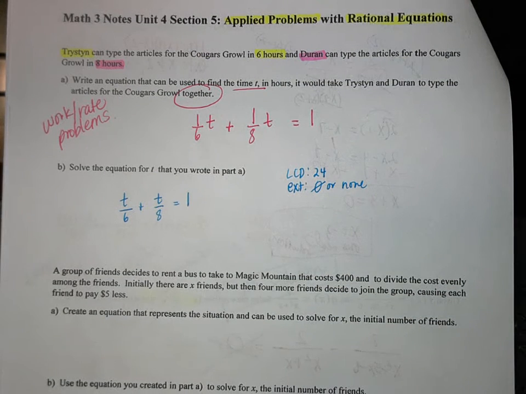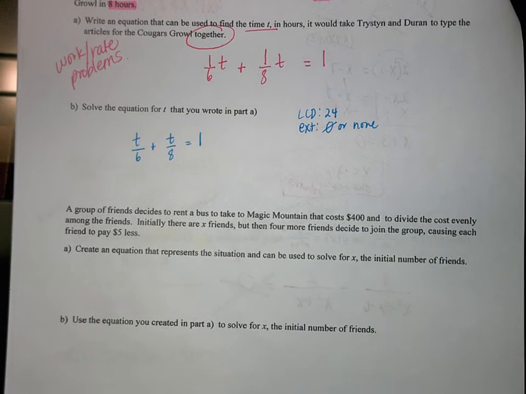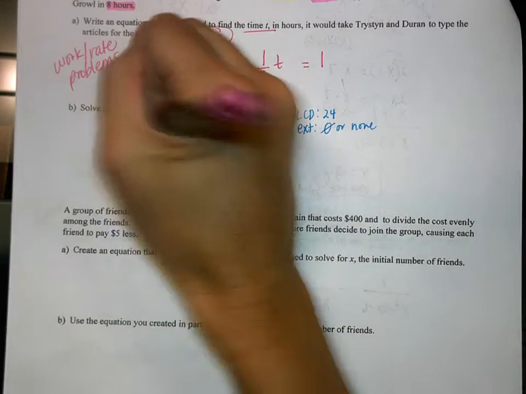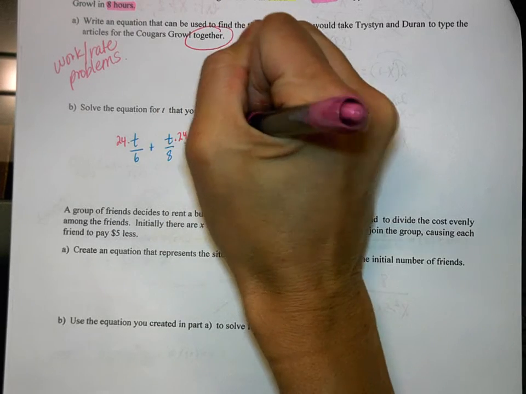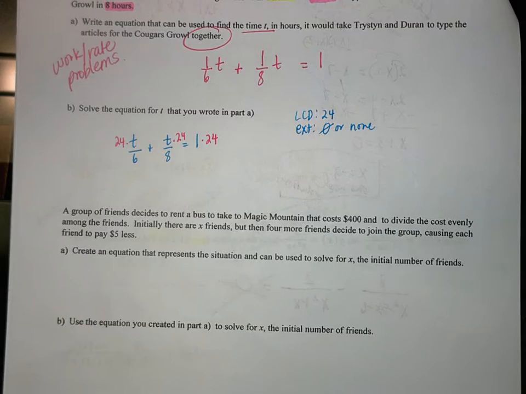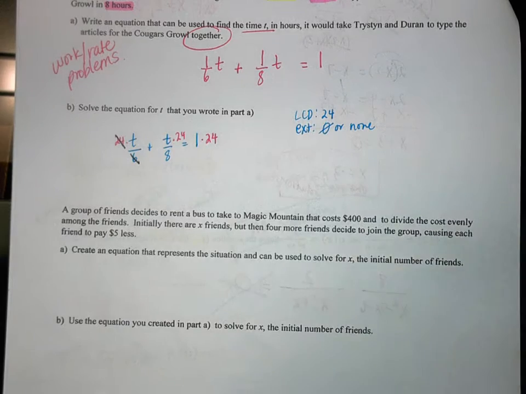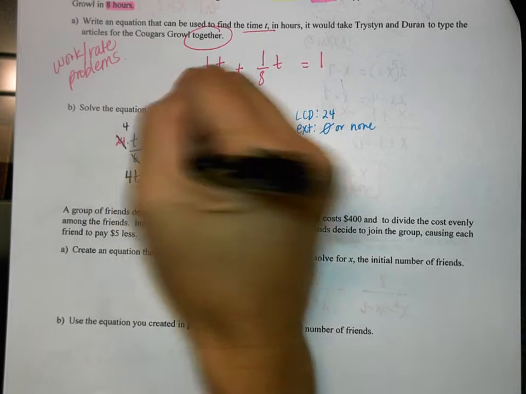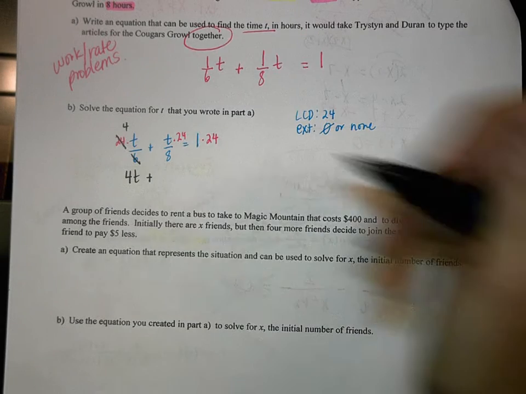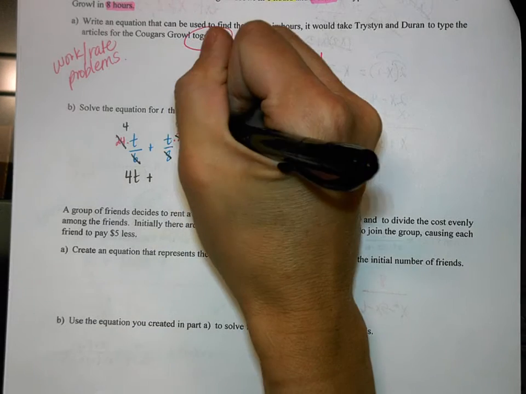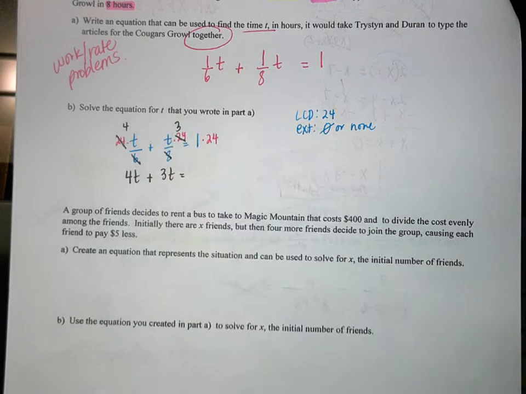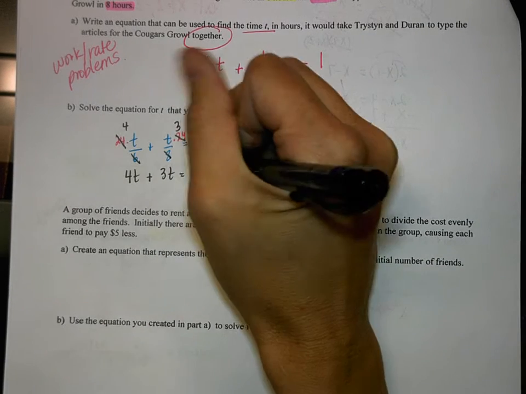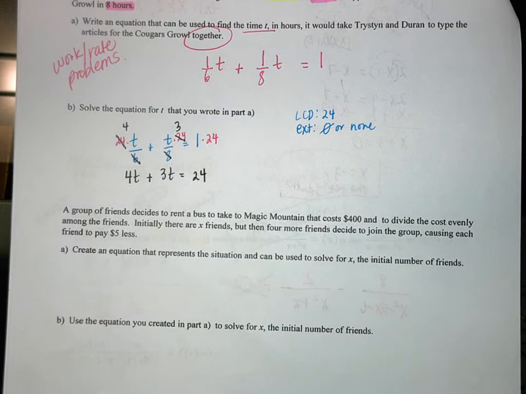And then to solve this, we would multiply every single term by our LCD. And in this case, what value again was that? 24. So next to every single term, I am writing a times 24. And then we're going to reduce. So 6 goes into 24 how many times? 4. Good. And 4 times t is? Good, 4t. Okay, and then the next one? 3. Good. Reduces to 3, and so we have 3t. And last, 1 times 24 is just? 24. Good. And then we will solve by combining like terms.